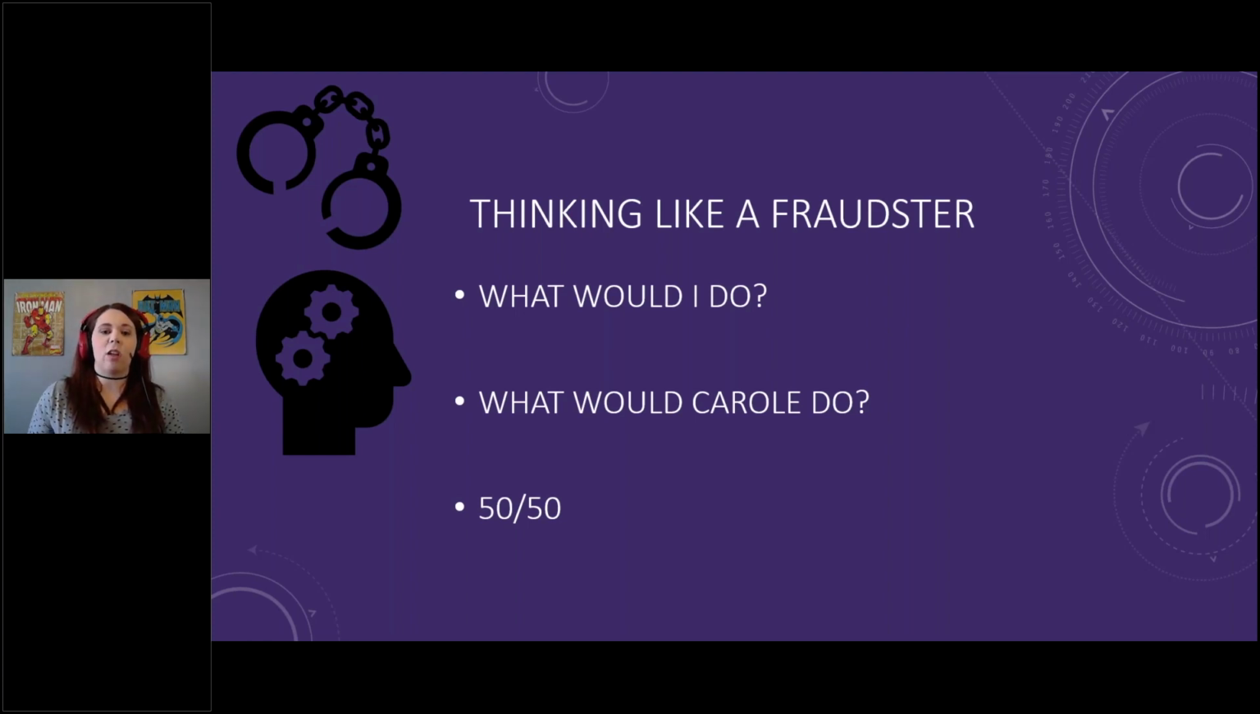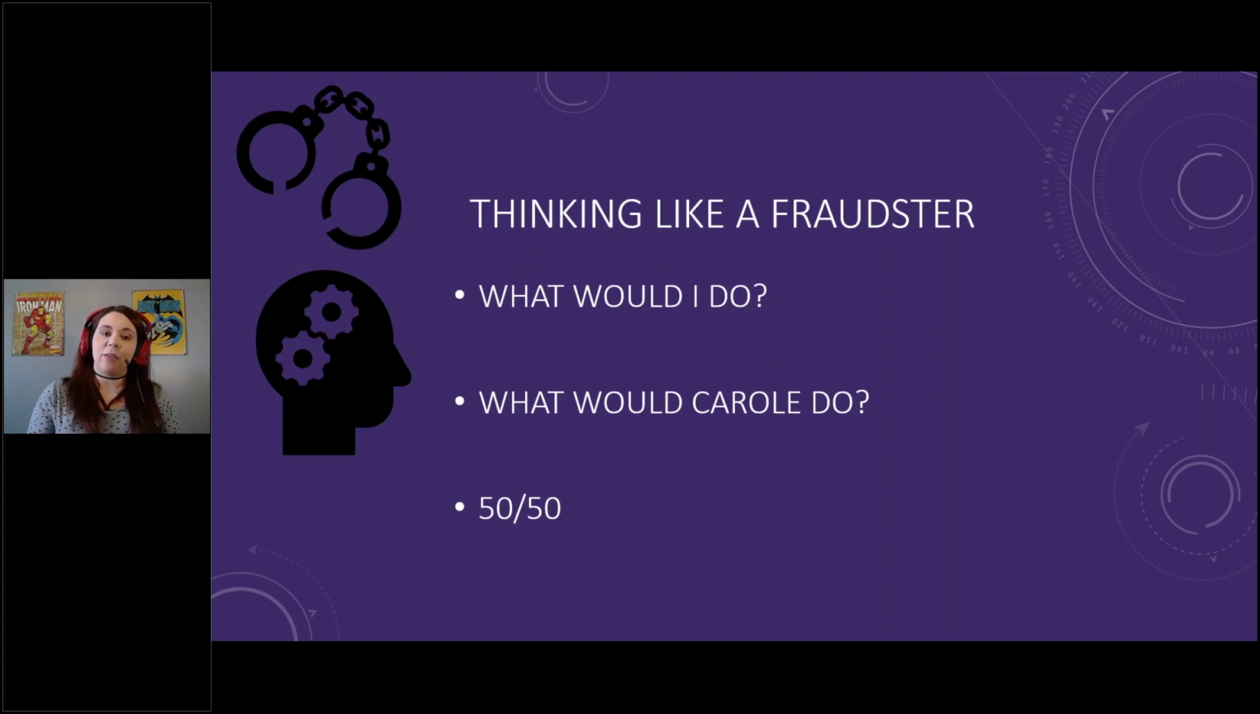And so we started documenting all this, but then I started thinking, how would I do it? How would I do it with my knowledge of the inner workings of my organization? How could I commit this crime and get away with it? And I started asking my coworkers that, and they said, well, yeah, I mean, I would do it that way, but Carol's not going to know that because she doesn't know about this policy and that policy.